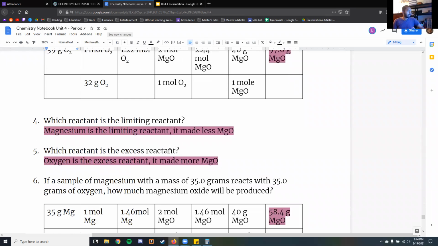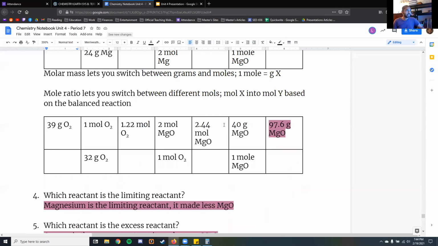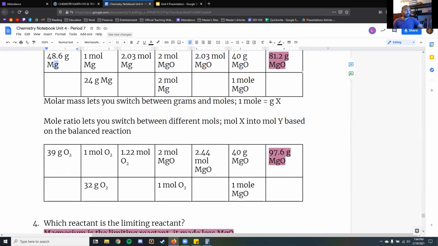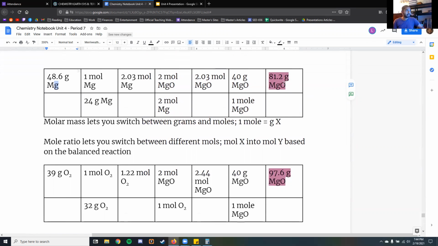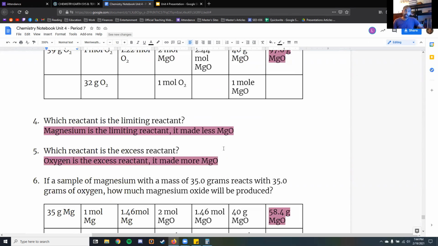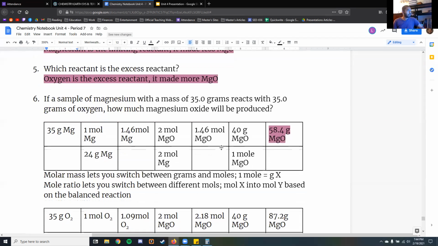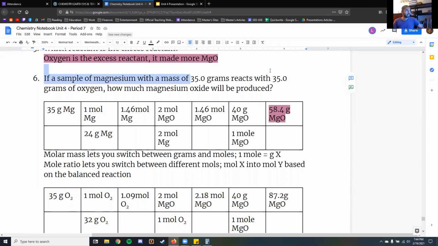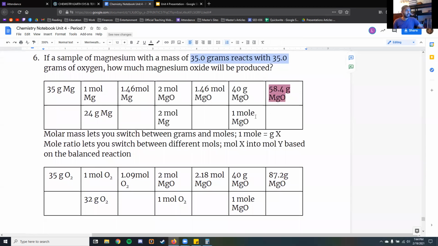So before we get to that though, we've got to figure out which one is the limiting reactant, and we do that based on which one produces the lower amount of our product. And so magnesium produced less MgO, it's our limiting reactant. Therefore, the other one, oxygen, made more, and so that's our excess. Do it again with different amounts of each, 35, 35. Now again, we see that magnesium produced less. There's a reason for this, and it has to do with the molar amount that we use, but that's getting ahead of ourselves. Don't want to go too far ahead.